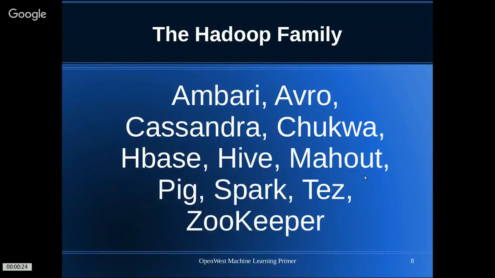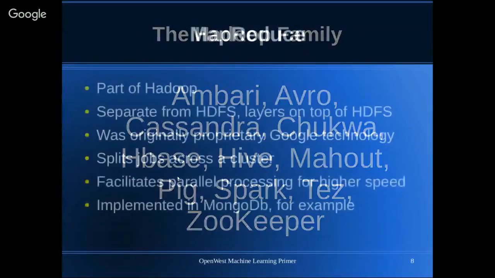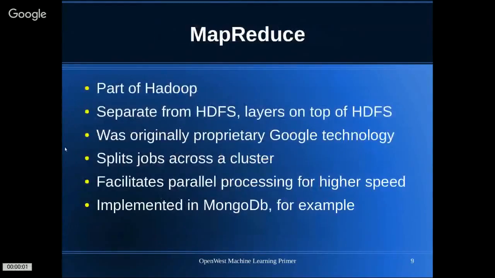So again, the whole point of this talk is just to let you understand that all these things exist out there. I'm not going to talk about everything on this screen. But as we go through, we'll cover a few of them. Now, MapReduce specifically, it's part of Hadoop. It's separate from HDFS. It actually works on top of HDFS, or you don't need HDFS. You can just use it on any kind of an input, or many kinds of inputs. I shouldn't say any, but many kinds of inputs.